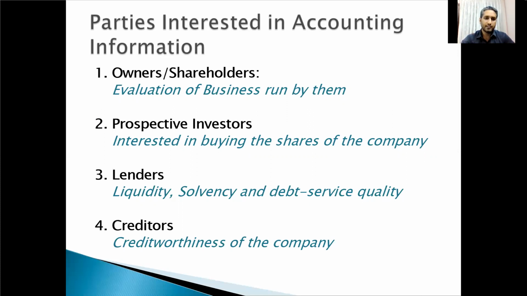Then the lenders, those who lend money to the company, would like to see the liquidity position, solvency position, and debt service quality. Undoubtedly, because they have given the money, they are interested in whether the company is able to pay the installments and finally the principal amount at the time of maturity. Creditors: creditors will give money or advances to the company only when they are able to see the creditworthiness of the company, that the goodwill or image of the company is good in the market.